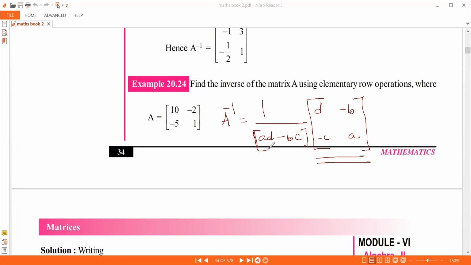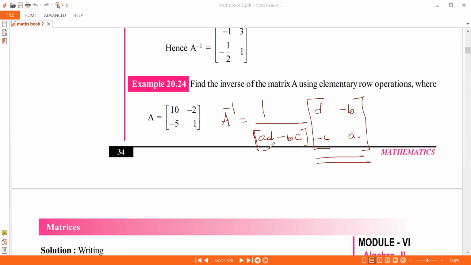First, use that simple formula, get the things done. Later you start exposing the things one by one. You get exposed to, okay, there is 1 by AD minus BC. AD minus BC is called the determinant of the matrix. Determinant is actually a number associated with the square matrix. This much is sufficient.